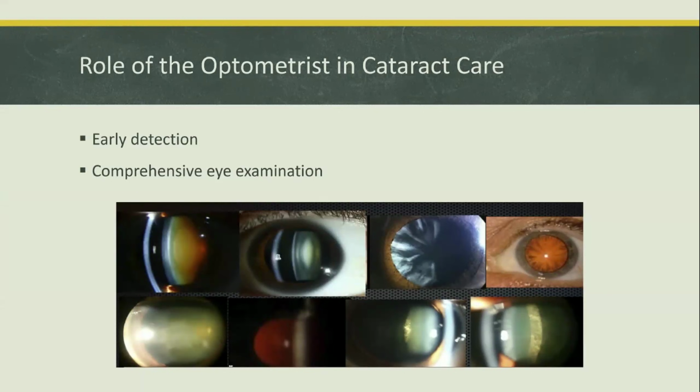If required, color vision is also important to assess. So in these images, we can see the different types of cataract and the stages of the cataract. We are able to assess and grade them.